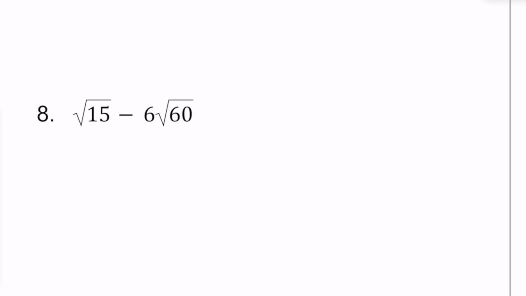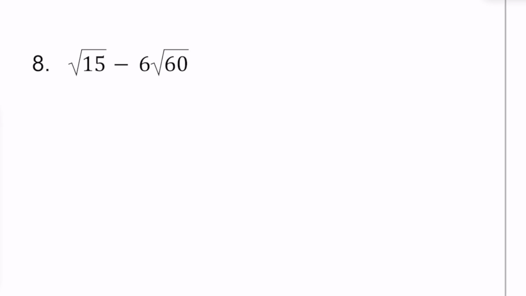All right, here is 8. For 8, we have the square root of 15 minus 6 times the square root of 60. Now, which one is smaller? Well, the smaller one is the square root of 15. We want to leave that alone. The one that's bigger is the square root of 60. So let's see if we can deal with this square root of 60 part, right?